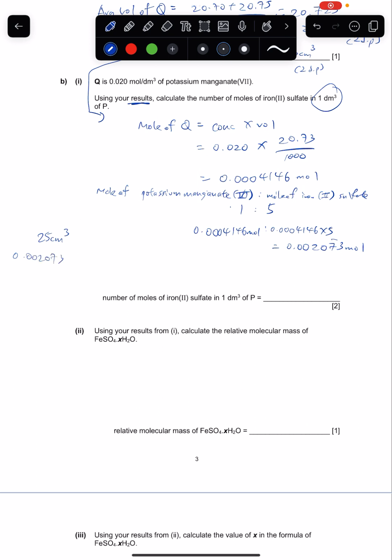0.002073. Now they're asking for 1 dm cube. So moles of FeSO4, 0.002073 times 1000 over 25. Divide by 25, times 1000. You scale it accordingly. 0.08292, which is 0.0829 mole to 3SF.